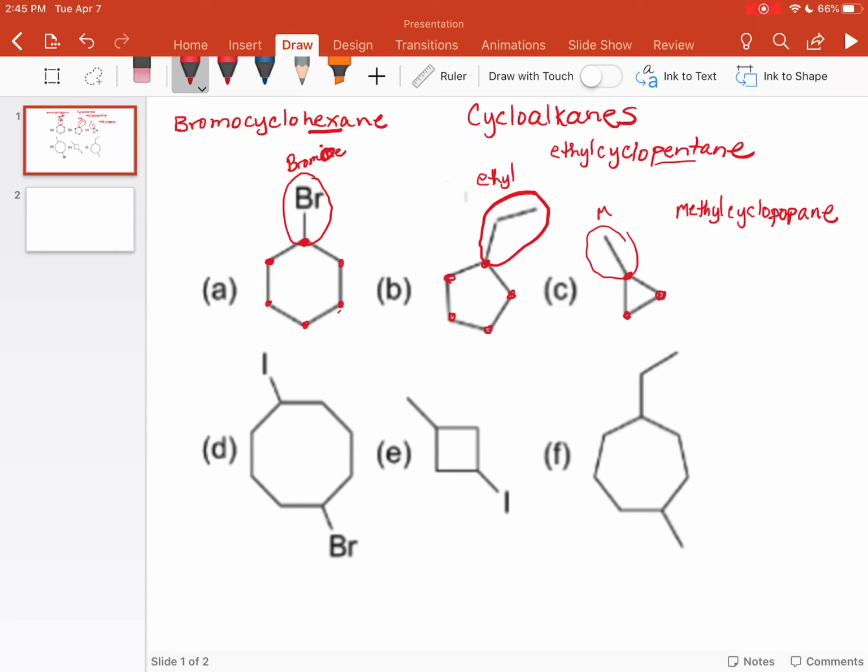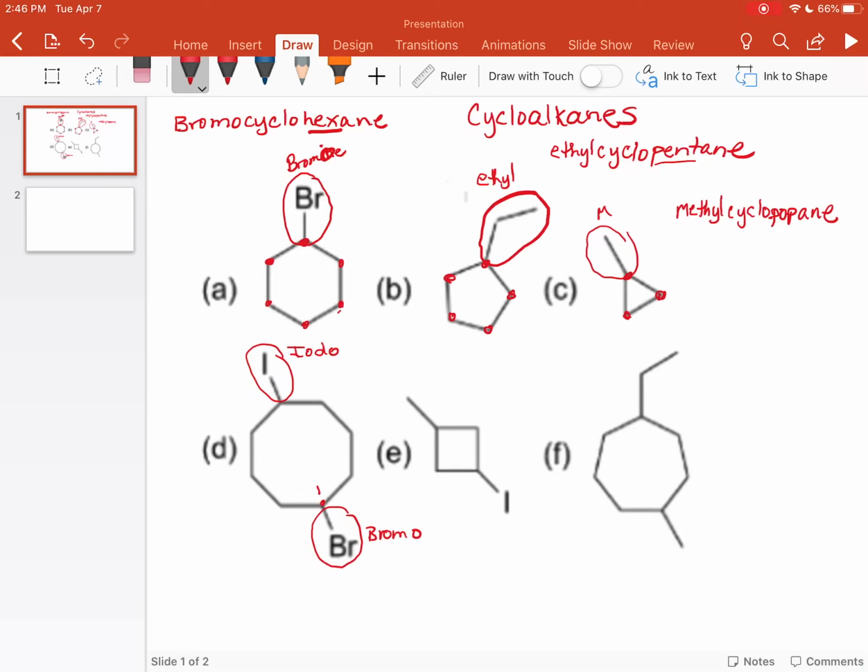Okay, now when we have more than one group attached, and in these examples that you can see here, there are 2 groups attached on each of them, but the practice ones have even more. We have to number them this time, and we need to number them in such a way that we get the lowest numbers. So the best thing to do when you have 2 things attached is you look for the one that comes first in the alphabet, and you will have that be your number 1. So I have a bromo here and an iodo here, and B comes before I, so I'm going to have this be my number 1.